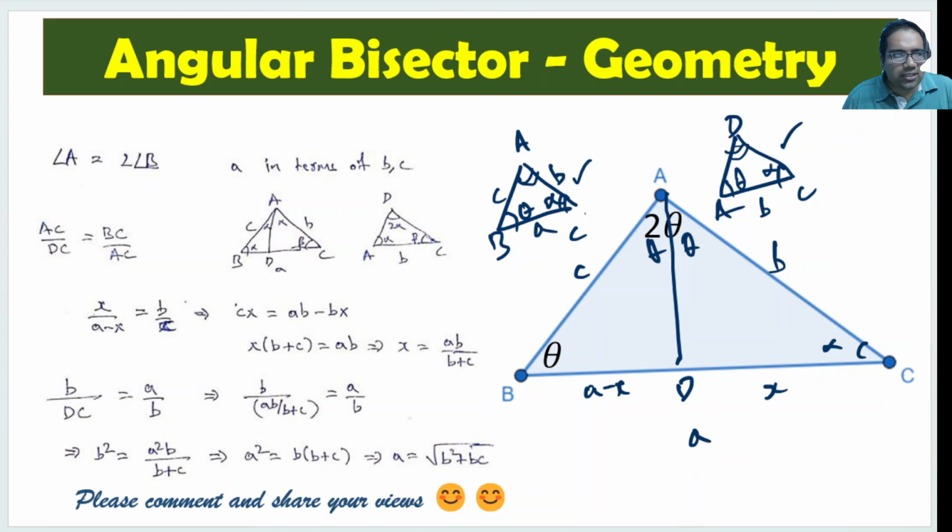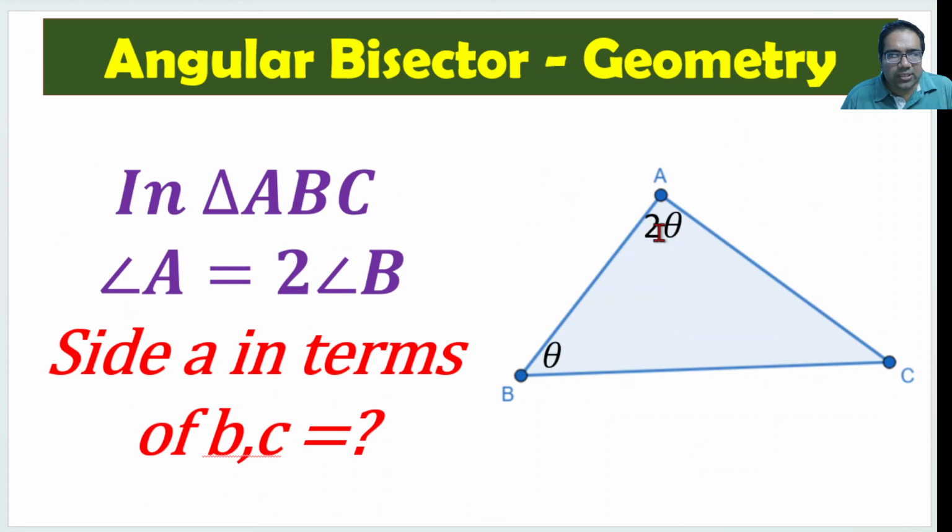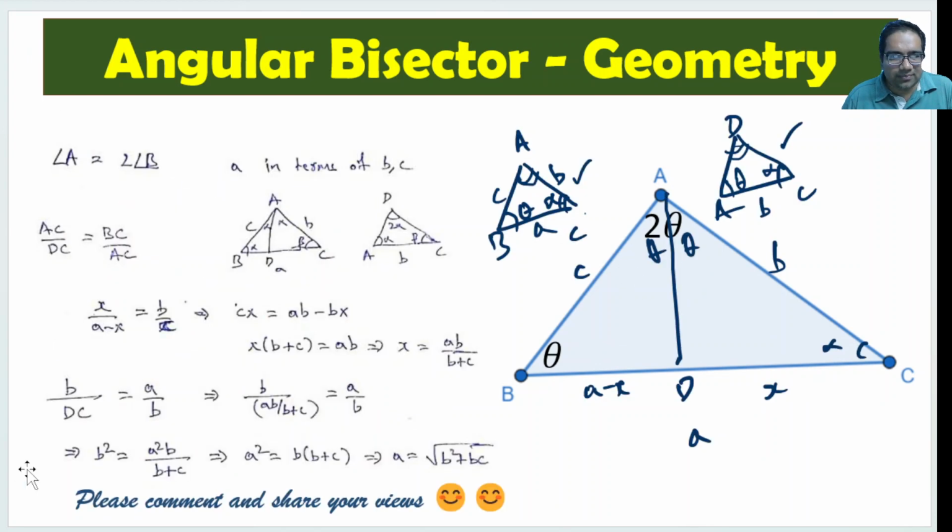So what is side A in terms of the other two sides? It is actually under root B square plus BC. Right, guys? Because we are given 2 theta, we used this hint to create these equations. We used one very familiar property, which is that the angular bisector divides the opposite side in the ratio of the other two sides. Thank you, guys.